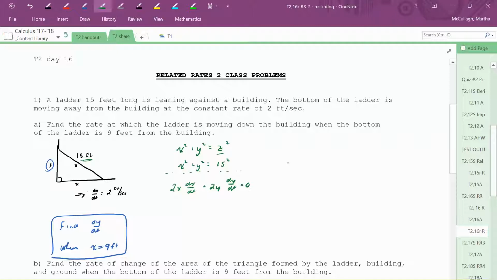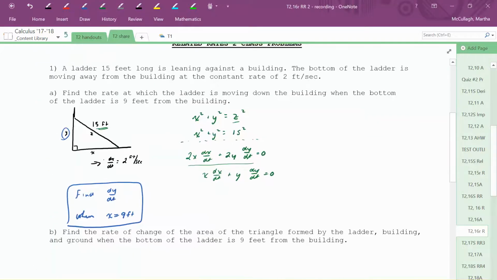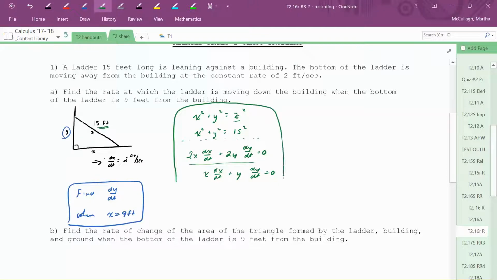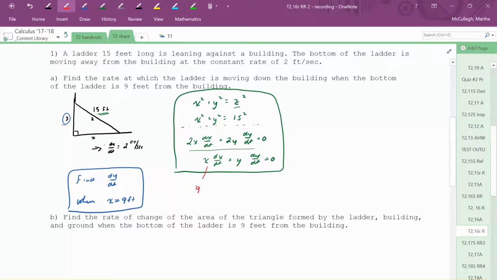So I've got my derivative. Might like to simplify. I can divide each side by 2. So I have x dx/dt plus y dy/dt still equals 0. Those are in my always equation and derivative box. Then I'm going to say, okay, well, at this moment in time, what's going on? Well, at this moment in time, x is 9. dx/dt is given as 2. Y, I don't know, but dy/dt is what I'm trying to find, and that should equal 0.